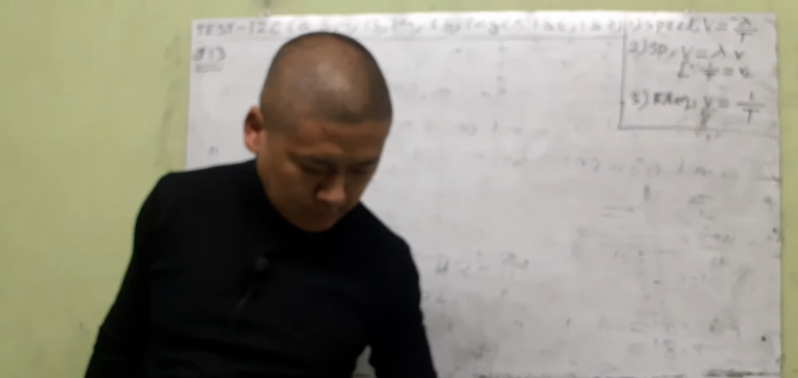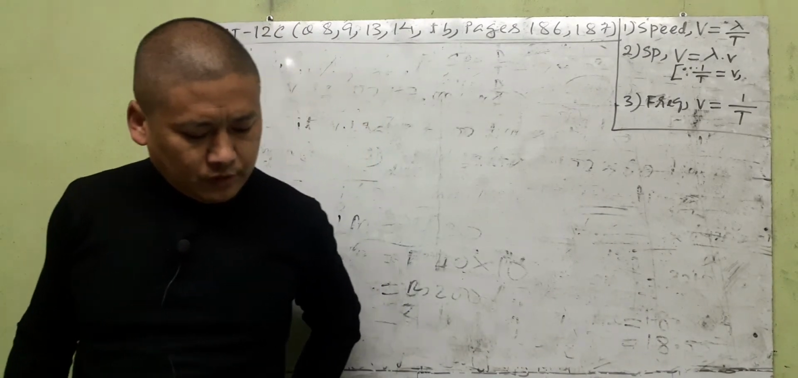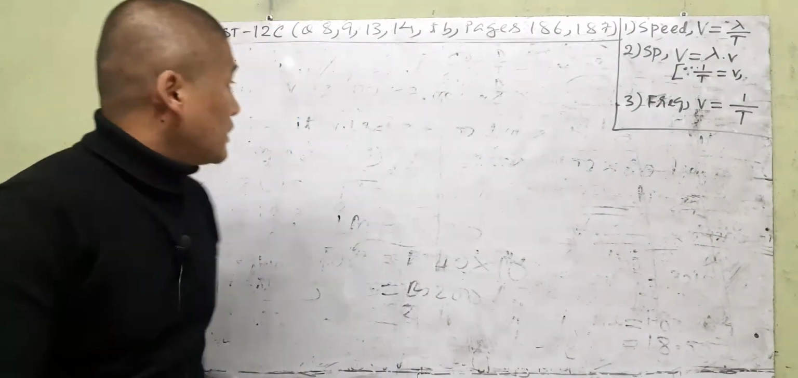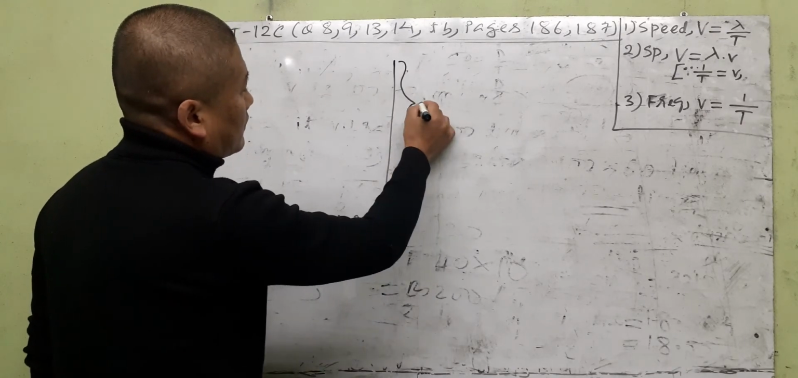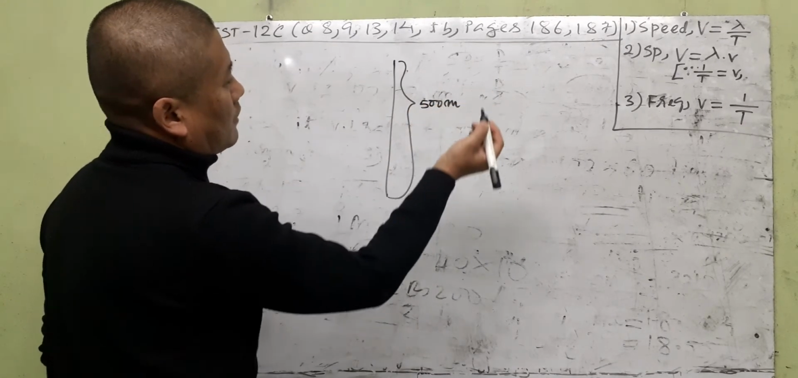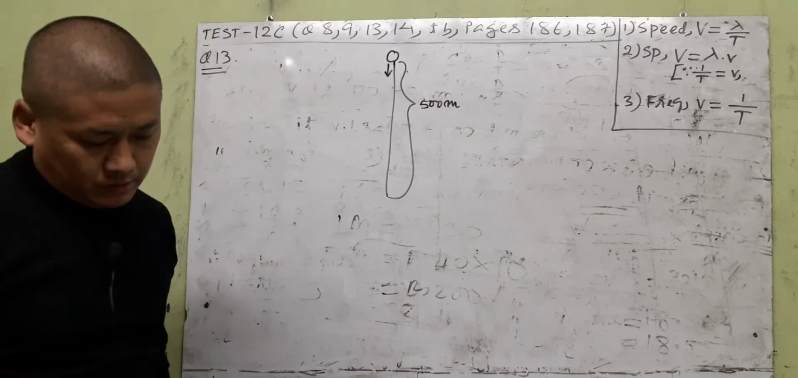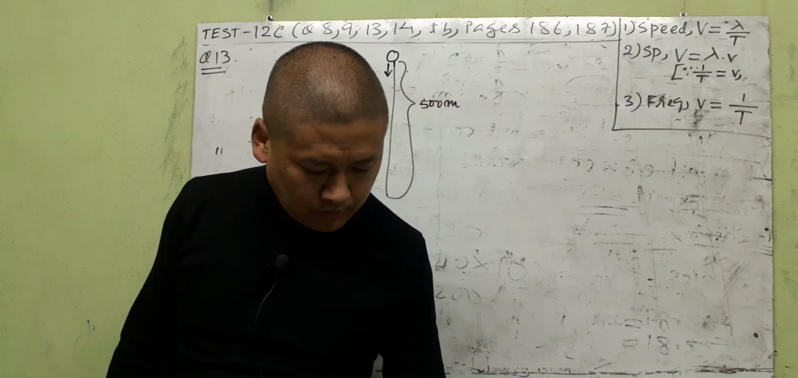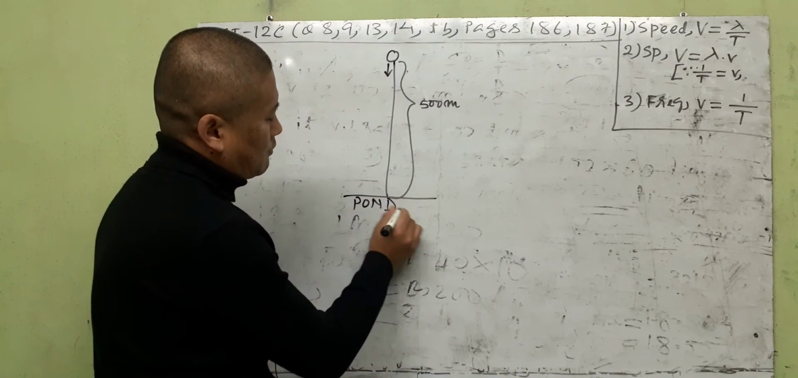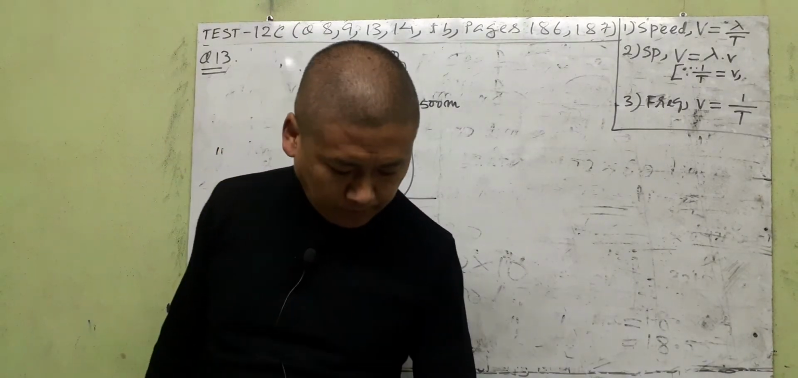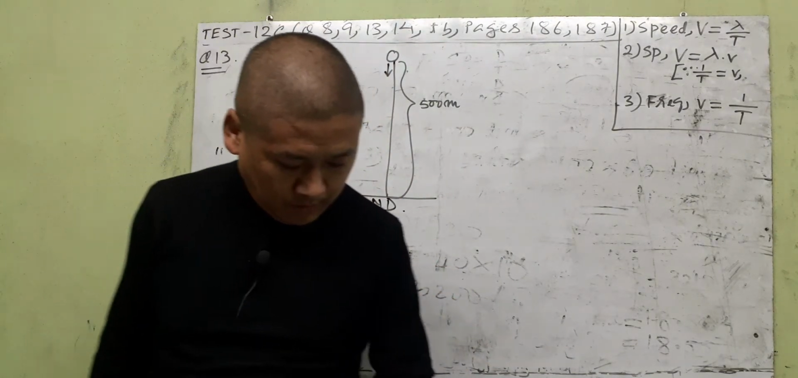page 186. Let me read it once. A stone is dropped from the top of a tower which is 500 meter high. So let us say this is the tower which is 500 meter high. This stone is being dropped, means in a downward direction, into a pond. So this is the pond, P-O-N-D, water pond. At the base of the tower, means at the bottom of the tower here, the pond is there.